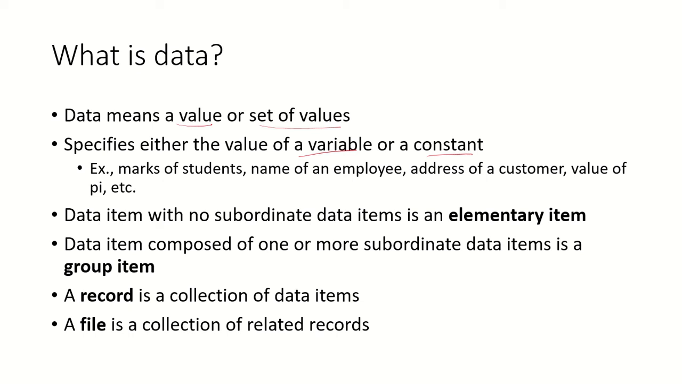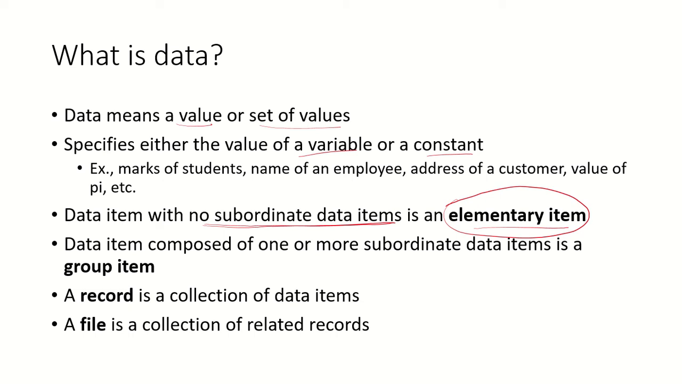Any data item which has no subordinate data items is called an elementary item. By subordinate data items, we mean further bifurcation of a particular data item. Like you take the example of age. Age can be further bifurcated into years and months and days. Take the example of marks of a student in science. That cannot be bifurcated. That is an elementary item. So any data item which has no subordinate data item is called an elementary item.